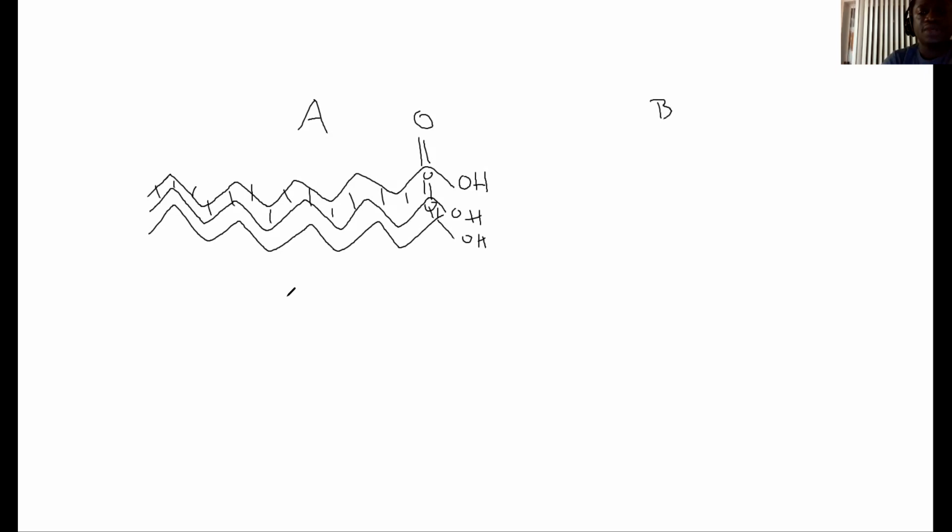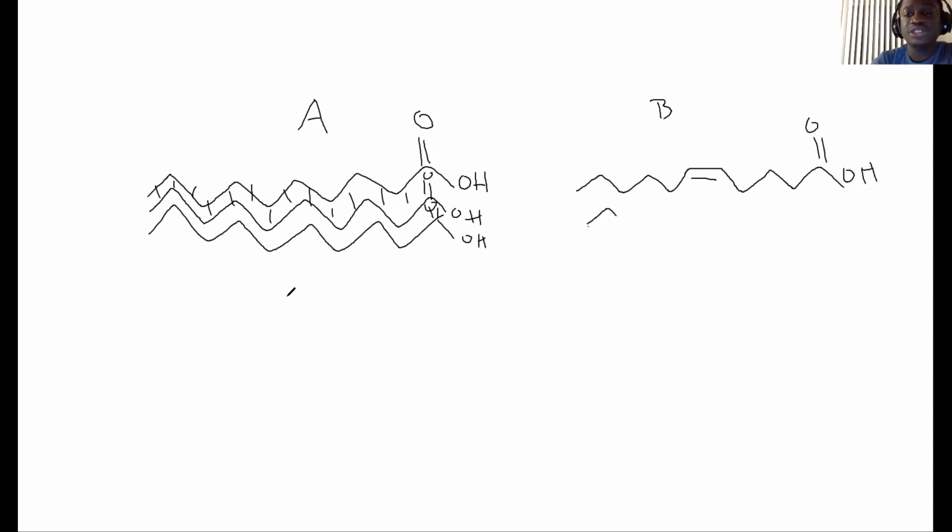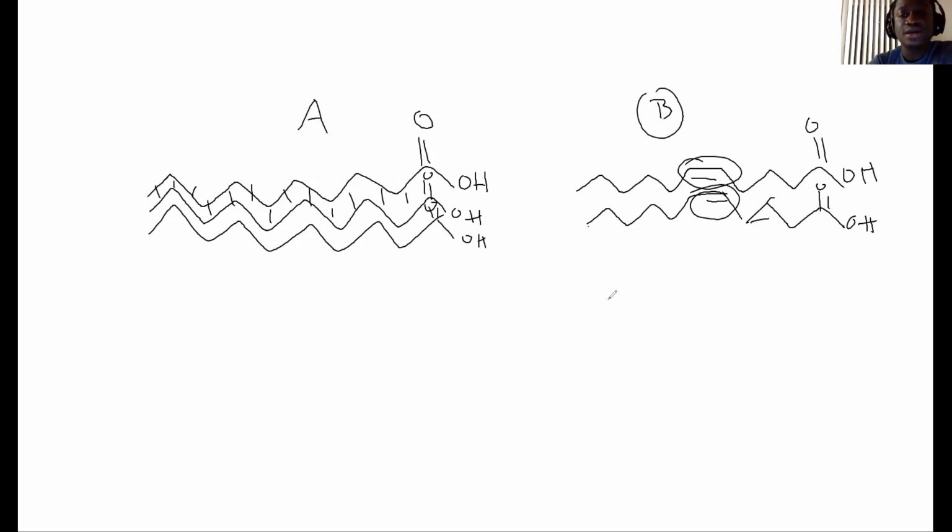However, if you have a molecule that has a double bond somewhere in between, like so, because of the presence of this kink right here, it's going to be difficult for all those molecules to interact properly. So the forces of interaction between molecule B is going to be weaker. It's going to be weaker than that of A. Okay.